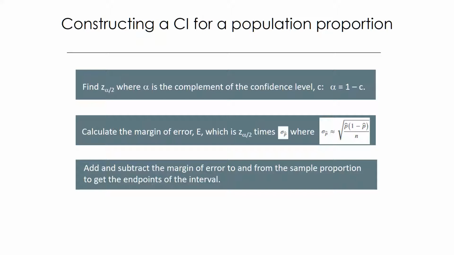Second step is to calculate the margin of error. This value E is the critical value z sub alpha over 2 times a standard deviation, sigma sub p hat, where sigma sub p hat is calculated by taking the big square root of p hat times 1 minus p hat over n. Then finally we add and subtract the margin of error to and from the sample proportion, p hat, to get the endpoints of the interval.